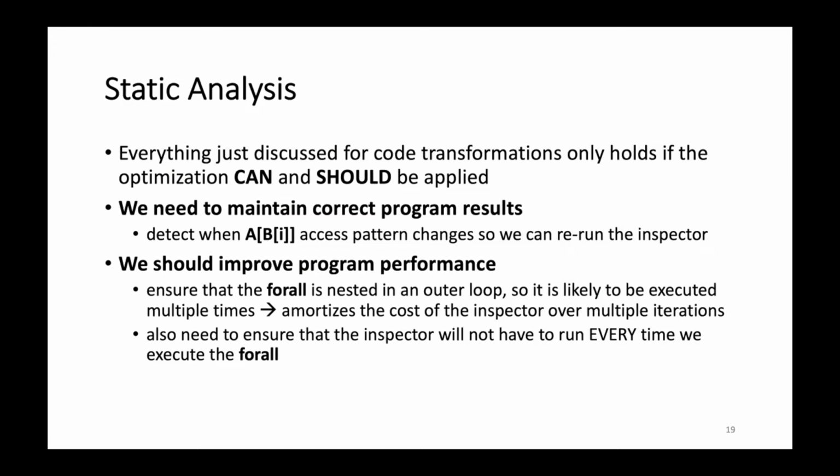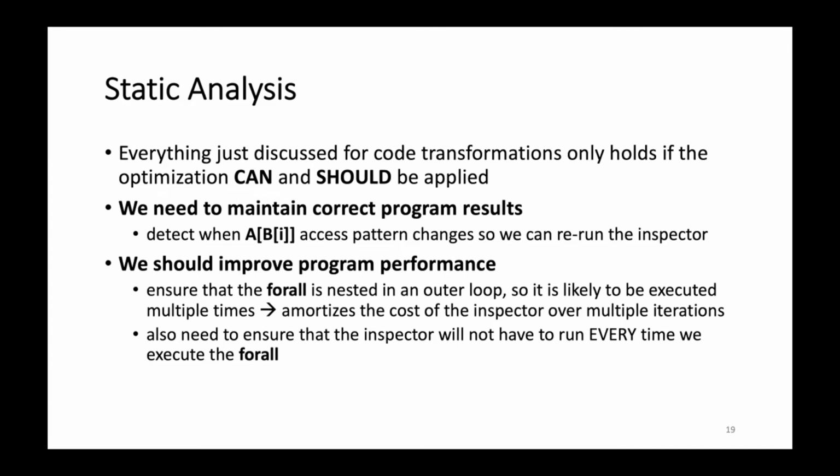The way that we could introduce incorrect program results is if we don't run the inspector when we should, which would mean that we don't have the most up-to-date values because we haven't looked at the access pattern. So to determine when we need to run the inspector, again, we need to know whether this A at B dot access pattern changes. The static analysis we do here is fairly involved, but it goes more along the lines of tracking how A and B change within the program.